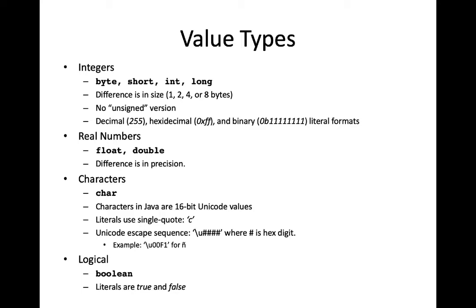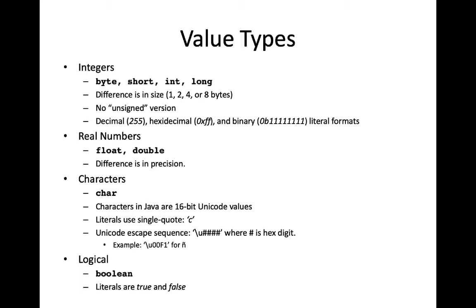And the difference between them is how many bytes are used to store the value. A byte is 1 byte, a short is 2, an int is 4, a long is 8. And the difference between the different sizes of integers is the range of numbers that they can represent. So a byte goes from -128 to +127. Short goes from -32,000 something to +32,000 something, et cetera, right?